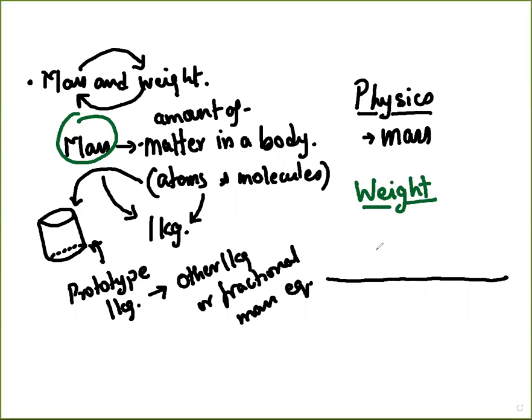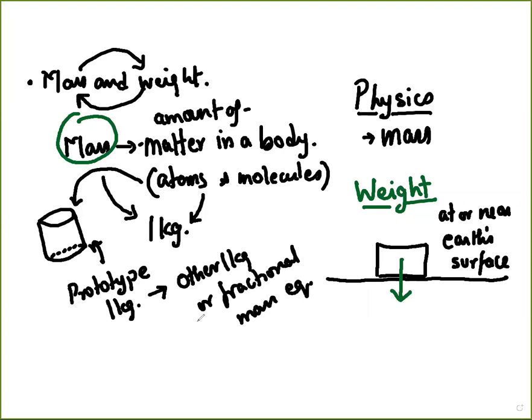If this is mass, then what is weight? Well, if you bring an object at or near the earth's surface, then what happens to it? It is opposed by the normal reaction force. No. If you keep it on the earth's surface, the first thing that happens is gravity. The object is going to be attracted towards the center of the earth, correct? Due to gravity, yes.